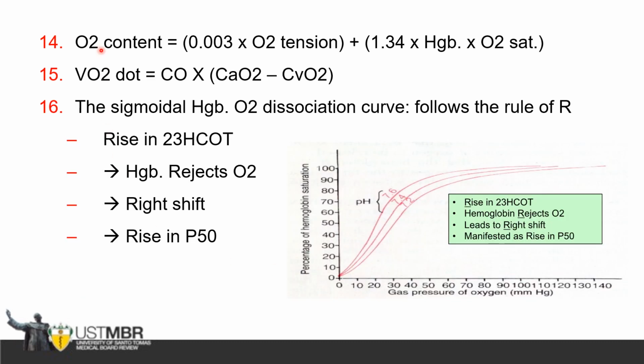The O2 content is equal to the amount of oxygen in physical solution plus the amount of oxygen bound to hemoglobin. The VO2 dot based on the Fick equation is equal to the cardiac output times the difference between the arterial O2 content and the mixed venous blood O2 content. The hemoglobin O2 dissociation curve is sigmoidal and it follows the rule of R. A rise in your 2,3-BPG makes hemoglobin reject oxygen. This will cause a right shift of the curve and a rise in your P50.